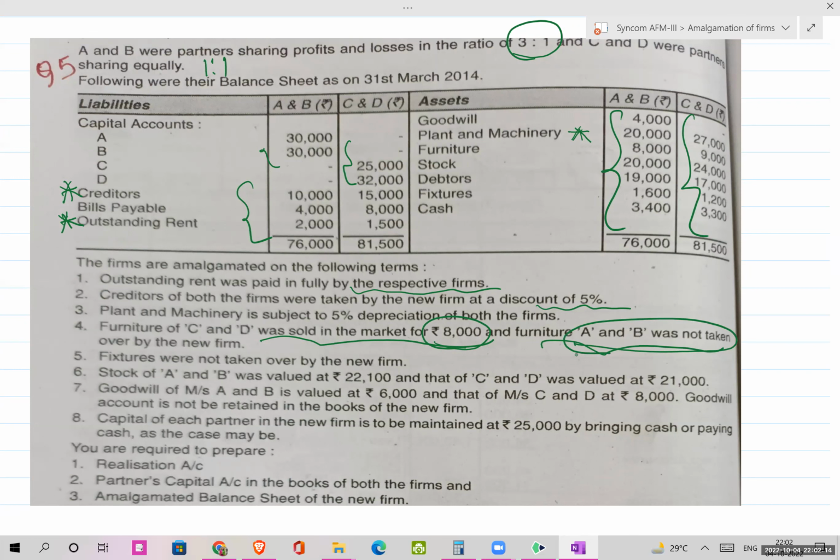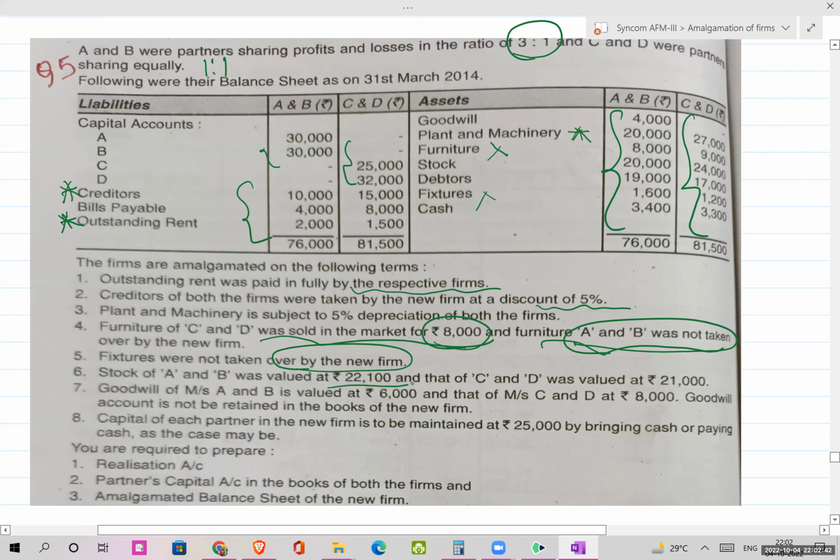Furniture of A and B was not taken over by the new firm, so it will not come in PC calculation. But when you are preparing your ledger in the books of the old firms, you are definitely going to consider that it is taken over by the old partners in their old ratio. Fixtures were not taken over by the new firm. So furniture and fixtures are also not taken over by the new firm. You have to assume that it is taken over by the old partners in their old ratio.